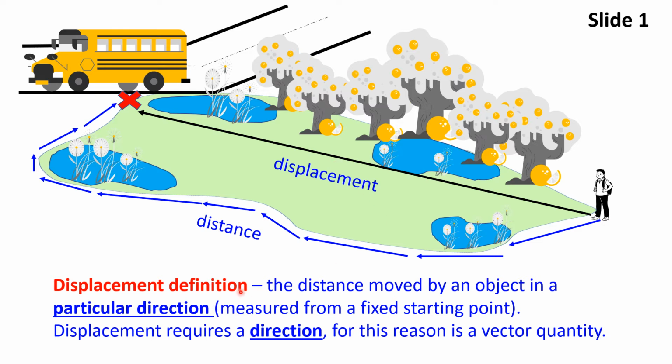Displacement definition is the distance moved by an object in motion, in this case, this student, in a particular direction, measured from a fixed starting point. Displacement requires a direction. For this reason, it is a vector quantity.